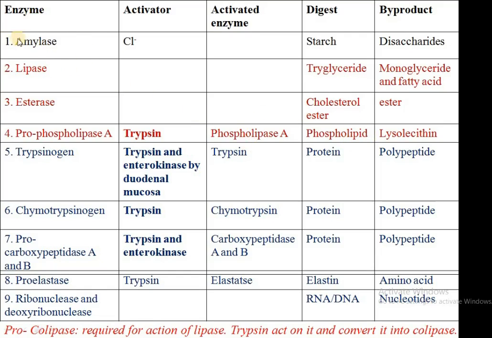First enzyme is amylase. As the name suggests, or as you all know, it is for the digestion of starch to disaccharides. Lipase is for the digestion of fat, that is triglycerides to monoglyceride. Esterase is for the digestion of cholesterol ester to cholesterol. Now prophospholipase A is an inactivated enzyme secreted by the pancreas. It converts into phospholipase A with the help of trypsin in the duodenum and helps in digestion of phospholipid to lysolecithin.